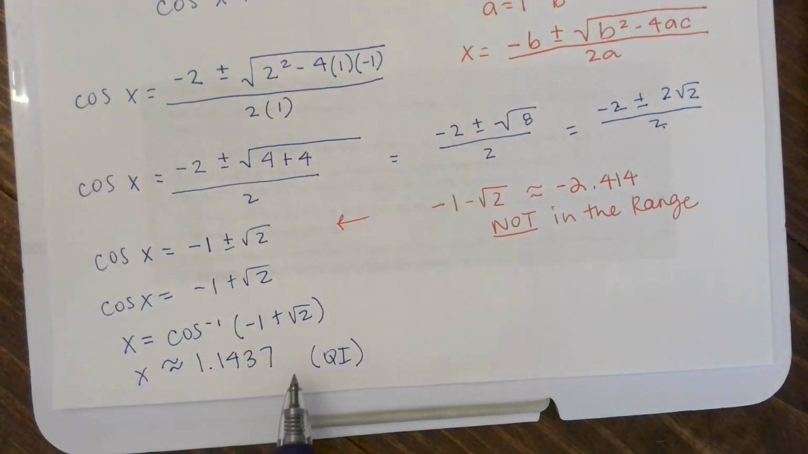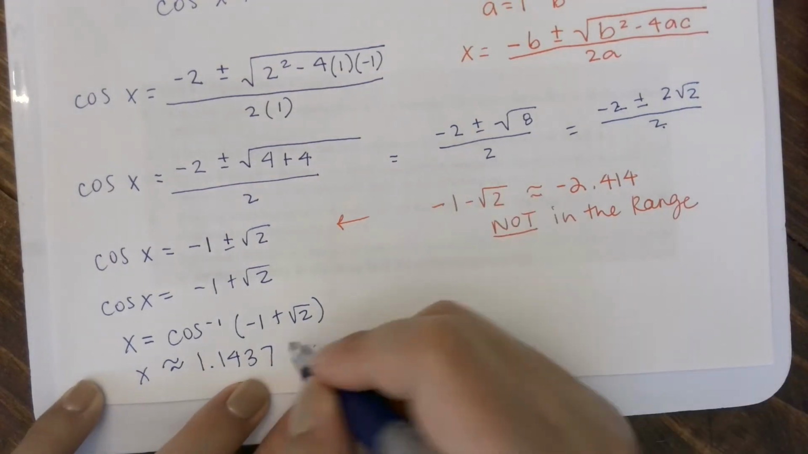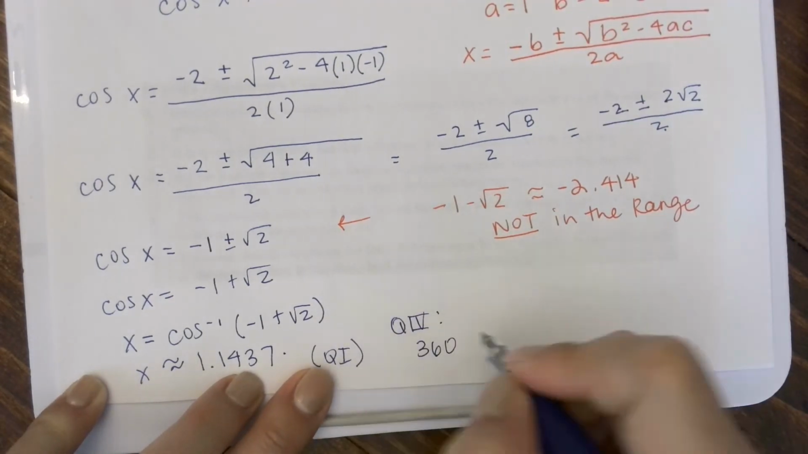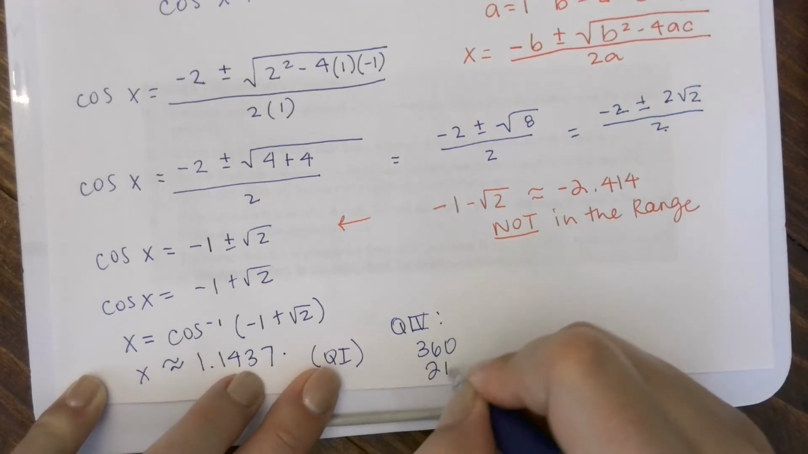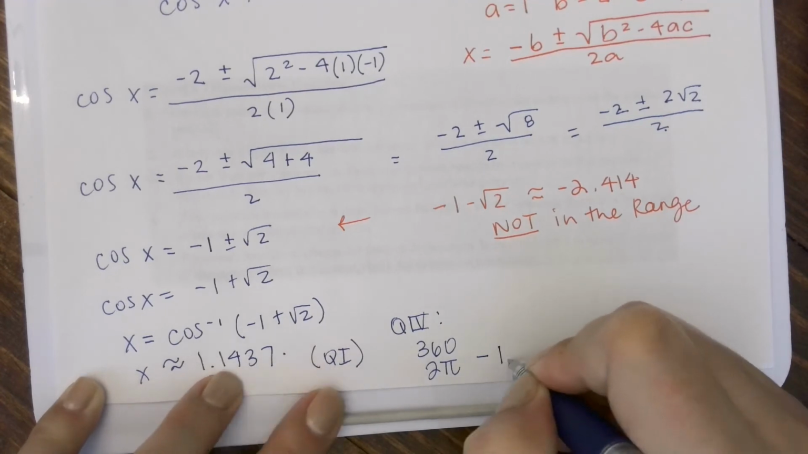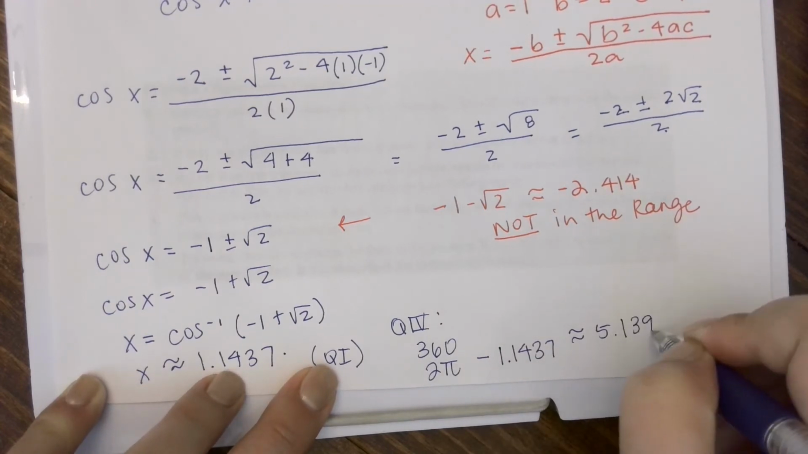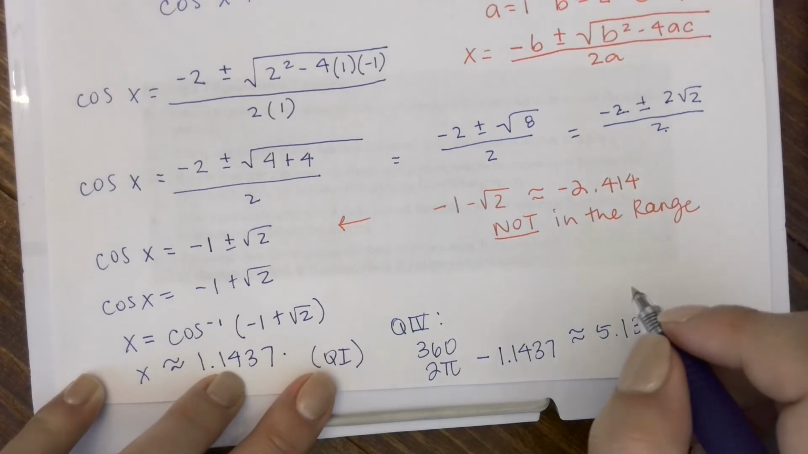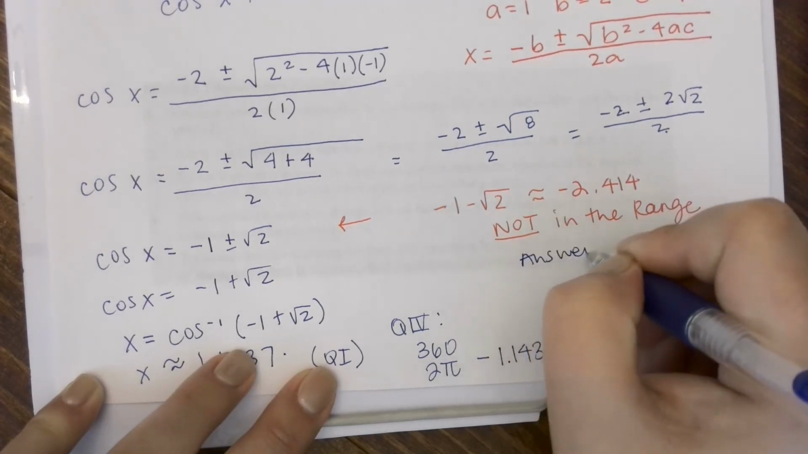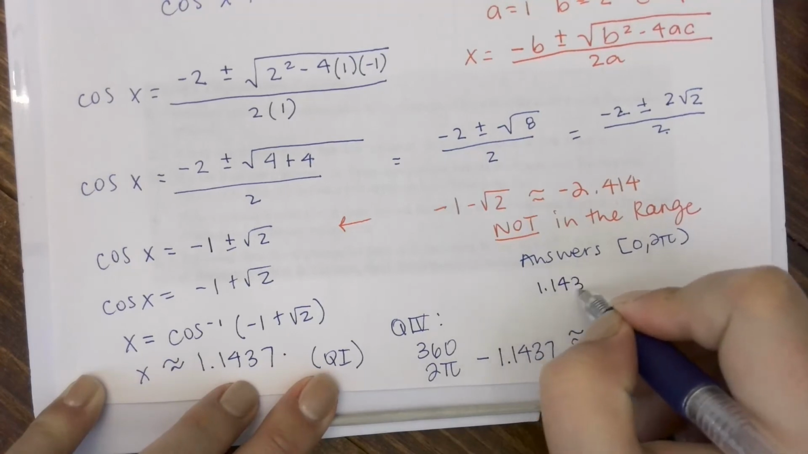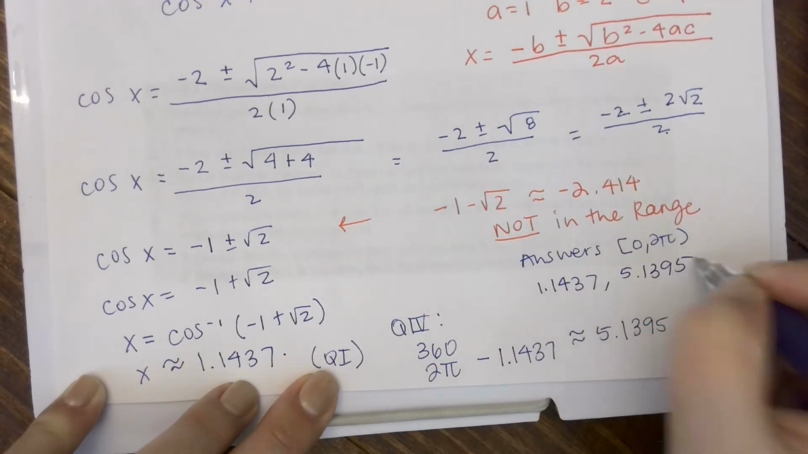Okay, so cosine is positive in quadrant 1 and in quadrant 4. So we need to also find the angle in quadrant 4. So using this as our reference angle, since we're in quadrant 1, quadrant 4's angle would be 360 degrees, or 2 pi, minus our reference angle of 1.1437. So that's approximately 5.1395. Okay, so our answers for our domain of 0 to 2 pi would be 1.1437 and 5.1395.